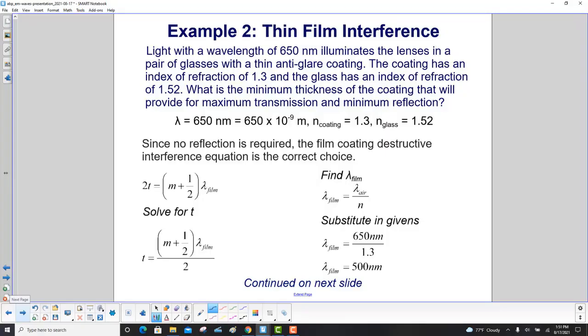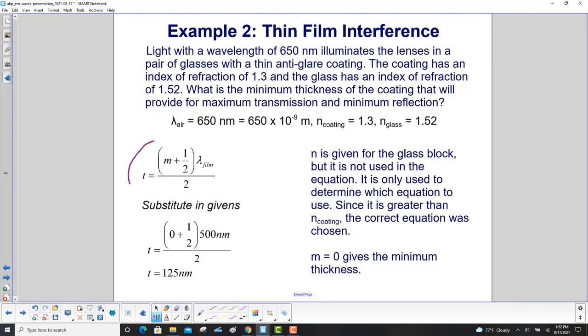Since no reflection is required, the film coating destructive interference equation is the correct choice. That's 2t is (m plus 1/2) times lambda film. So let's find lambda film first. It's lambda air over n. Here's our lambda in the air. Here's the index of refraction. So lambda film is 500 nanometers. And over here, we solved for t. We just divided everybody by 2.